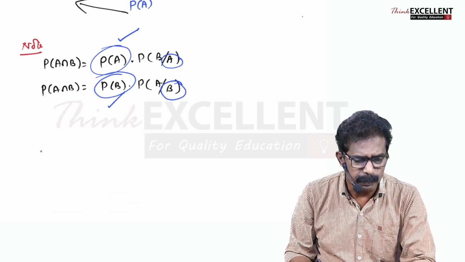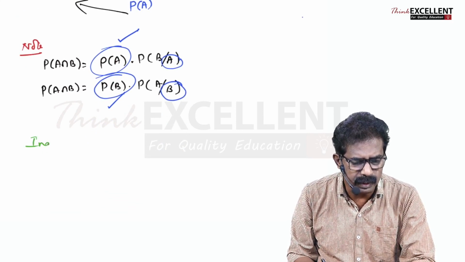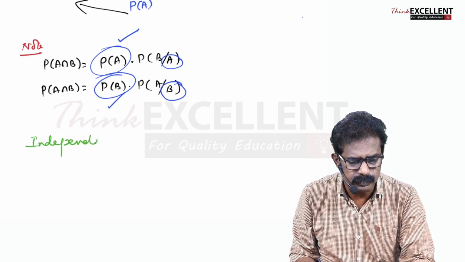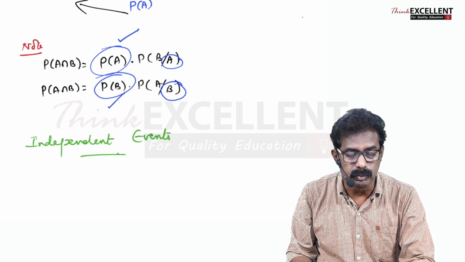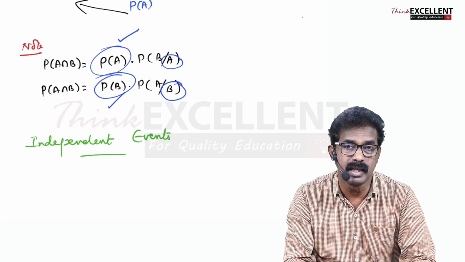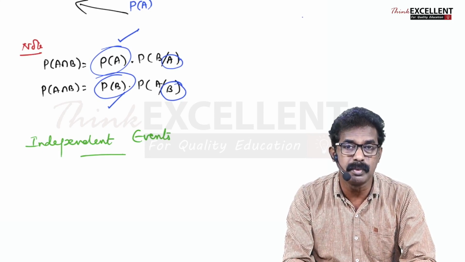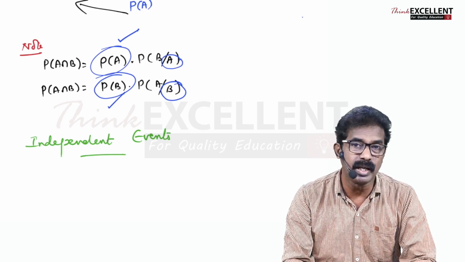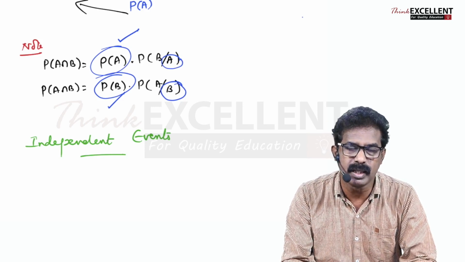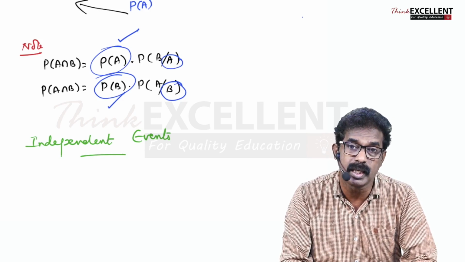And here another very important thing we are going to study, independent events. Already you know mutually exclusive. Mutually exclusive means nothing is common. A intersection B is the empty set. Probability of A intersection B is equal to 0. P of A union B is P of A plus P of B. All those results we studied for mutually exclusive.